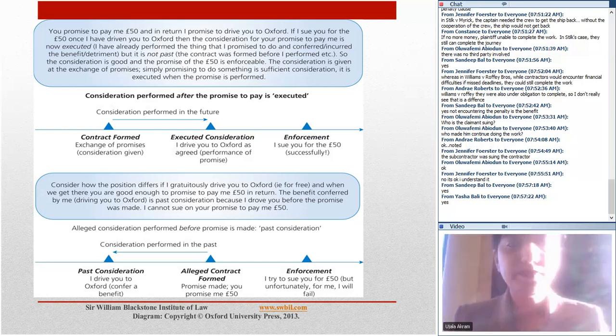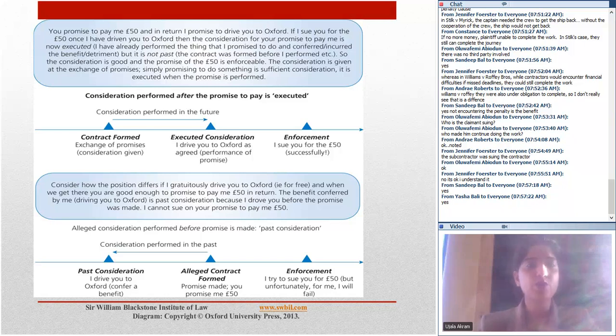If you look at the diagram, this may make it clearer for you. We are going to use the same example that we used earlier. So the example was that you promised to pay me £50, and I, in return, promised to drive you to Oxford, right? So if I sue you for £50, once I have driven you to Oxford, then the consideration for your promise to pay me is executed, right? I have already performed the thing that I promised to do and conferred or incurred benefit or detriment, right? But it is not past. The contract was formed before I performed, so it was not in the past. So the consideration is good. This is a good consideration.